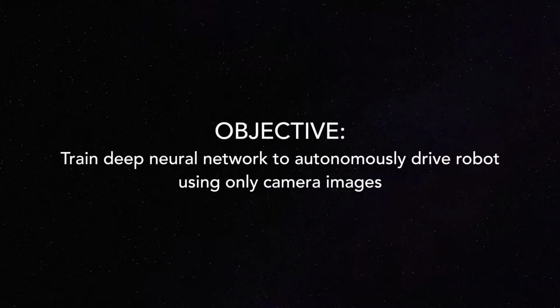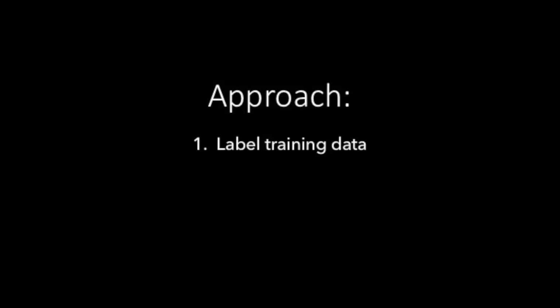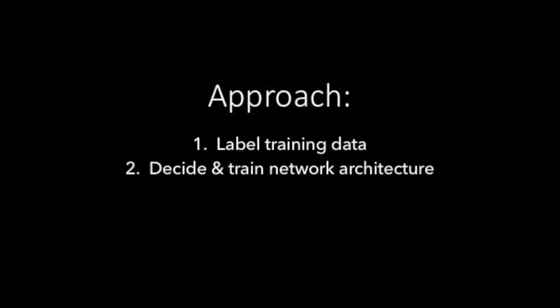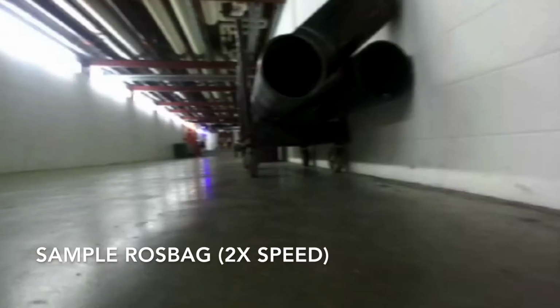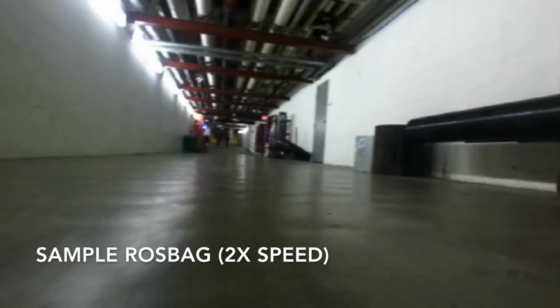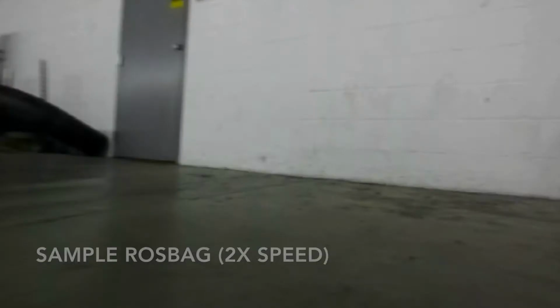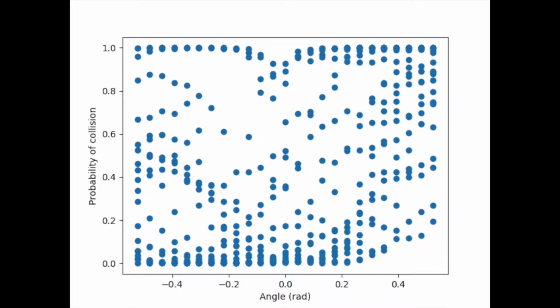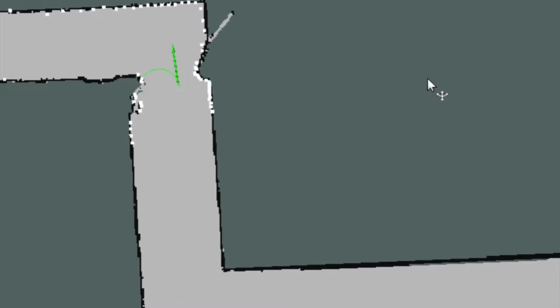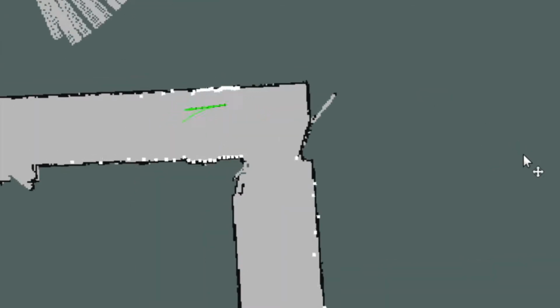The objective of this final challenge was to train a deep neural network capable of autonomously driving a robot using only camera images. Our approach consisted of three main components: labeling data, designing and training network architecture, and implementing control on the robot. Labeling data consisted of labeling processed ROSBAG images with values of collision or no collision for a set of given robot actions. Once trained, the network output collision probabilities for any given image. The robot then largely chose actions that minimized collision probabilities.